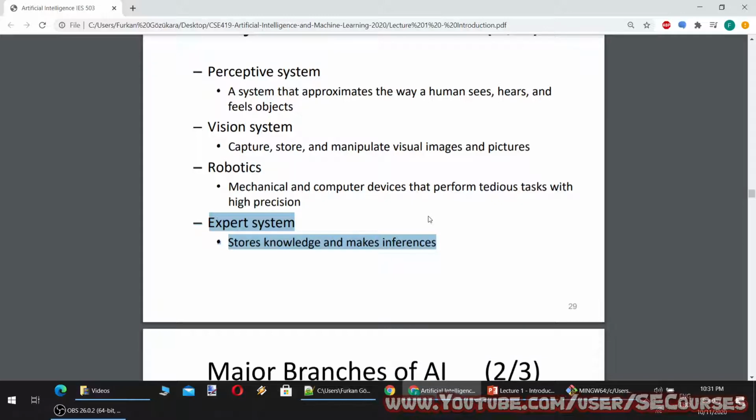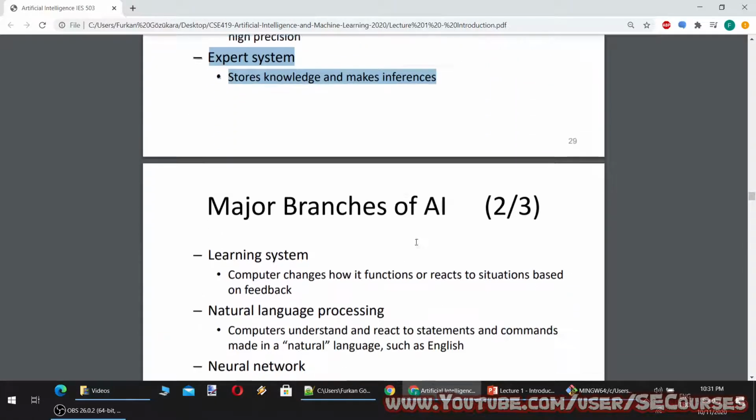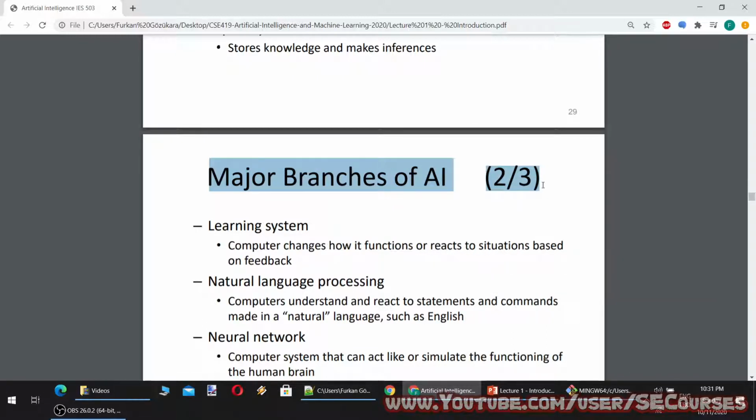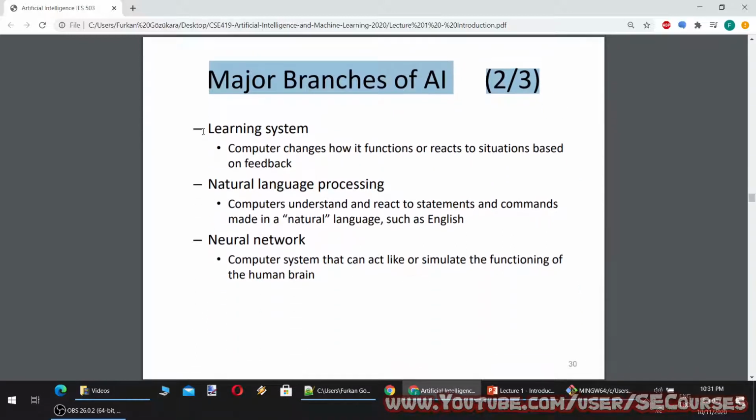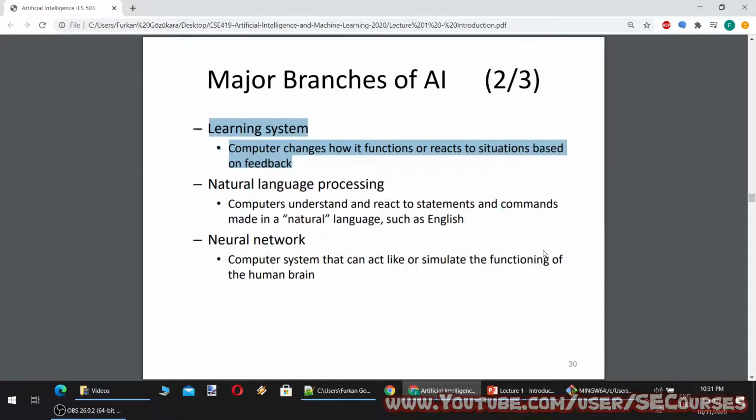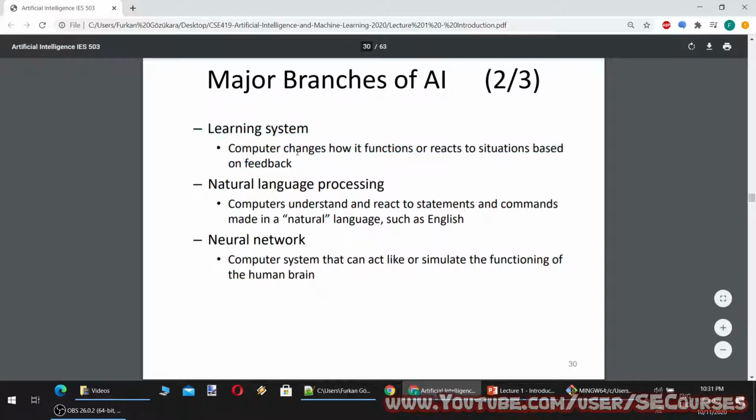Expert system: stores knowledge and makes inferences. Major branches of AI, 2/3. Okay, learning system. Learning system: a computer changes how it functions or reacts to situations based on feedback.